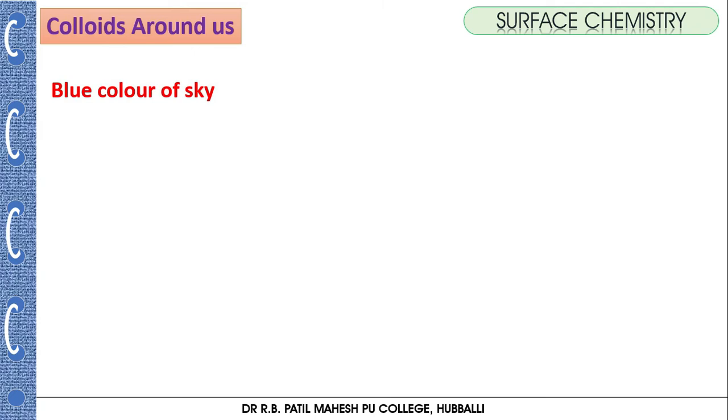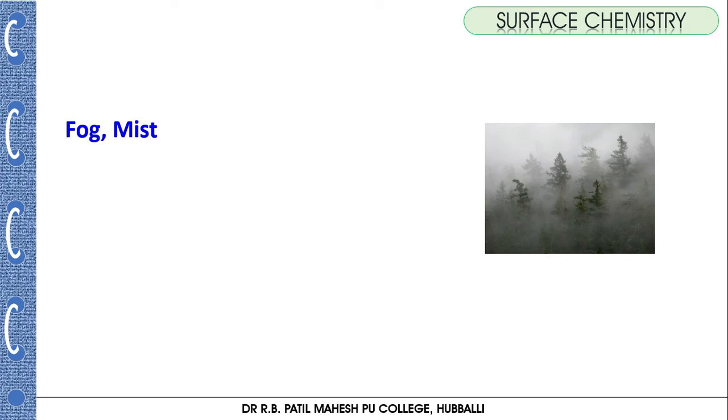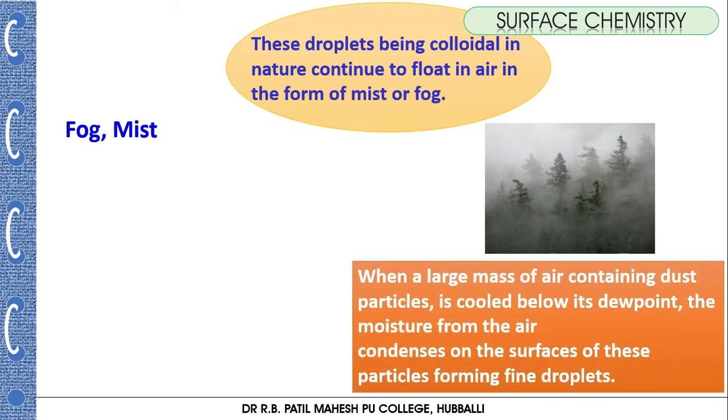Colloids around us. The first one is the blue color of the sky. Dust particles along with air scatter blue light which reaches our eyes and the sky looks blue to us. Fog and mist. These droplets, being colloidal in nature, continue to float in air in the form of mist or fog. When a large mass of air containing dust particles is cooled below its dew point, the moisture from the air condenses on the surfaces of these particles, forming fine droplets.